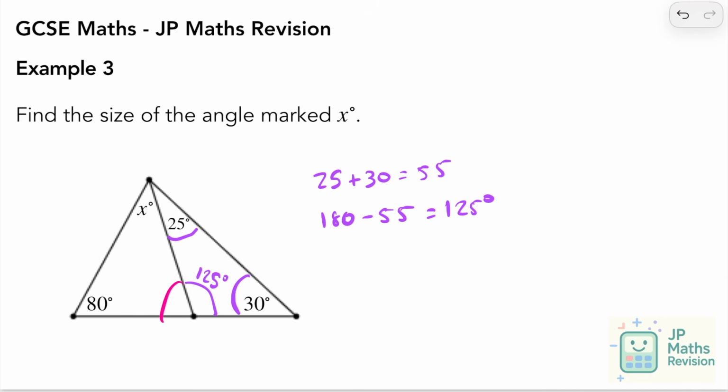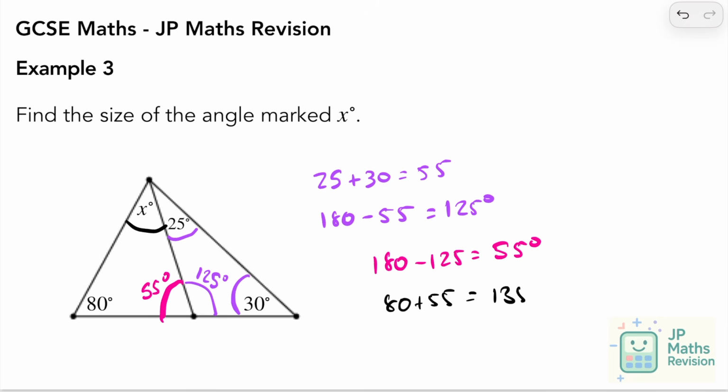Now I also know that angles in a straight line add up to 180 as well. So what I can do is I can do 180 take away 125, which is 55 degrees. So this angle here is 55 degrees. Now finally, to work out what x is, I can do 80 plus 55 to get 135, and then I can do 180 take away 135 to get 45. So I can say that x equals 45 because we have another triangle and angles in a triangle add up to 180. So x is 45 degrees.